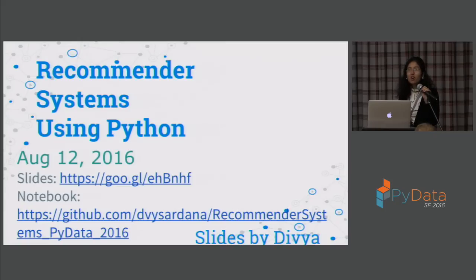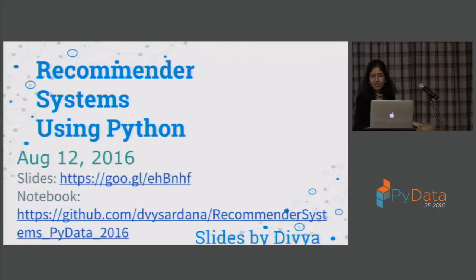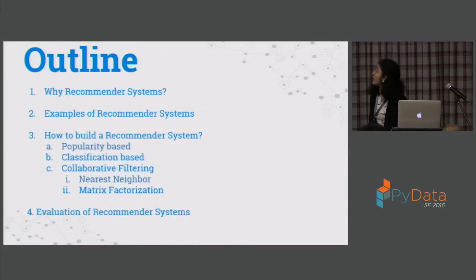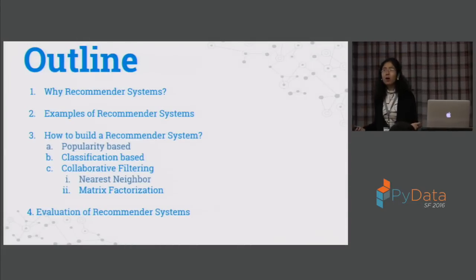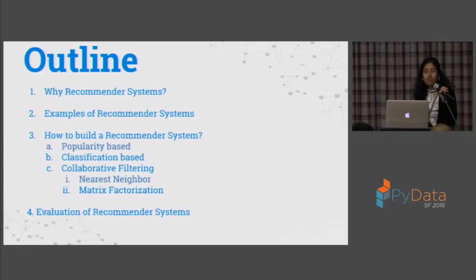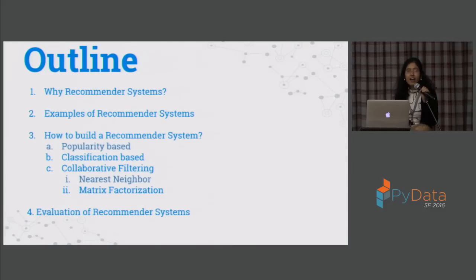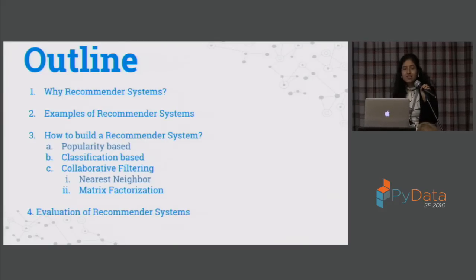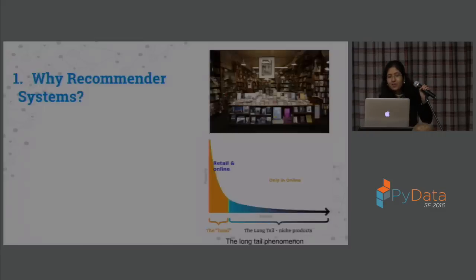So today, I'm going to talk about recommender systems using Python. Okay, so let's get started. Here is a brief outline of my talk today. First, I'll talk about why we need recommender systems. Then we'll discuss some examples of recommender systems. Then we'll move on to building some real-world recommender systems. We'll cover three categories of recommender systems today: popularity-based, then classification-based, and collaborative filtering-based. And then finally, we'll discuss an evaluation measure to evaluate different types of recommender systems.